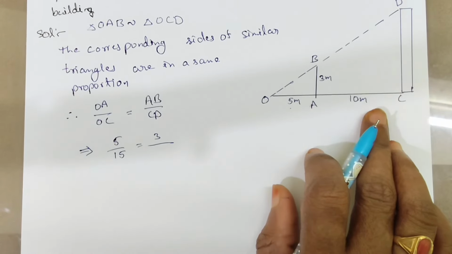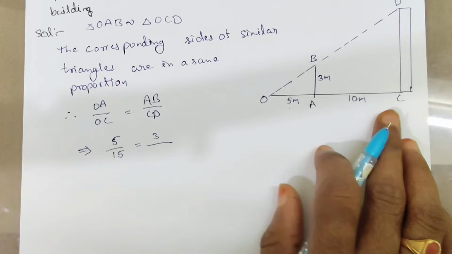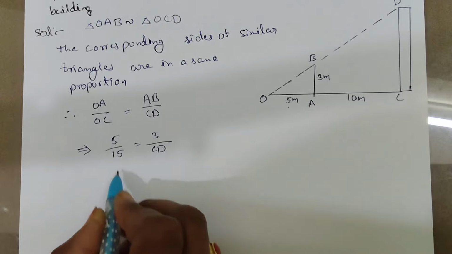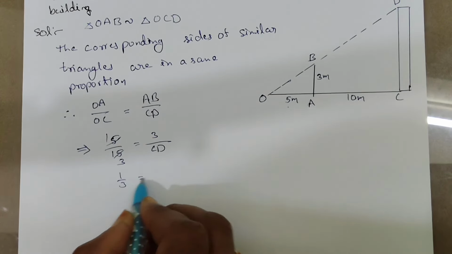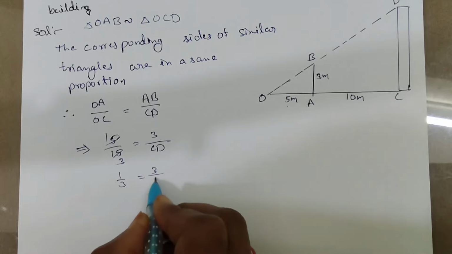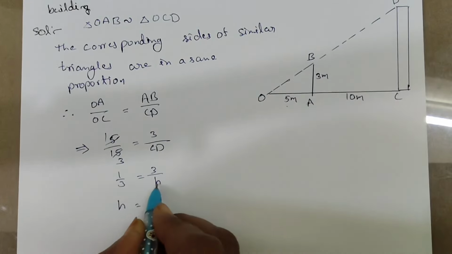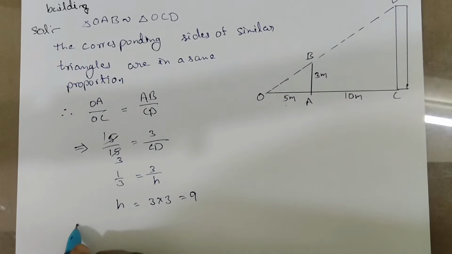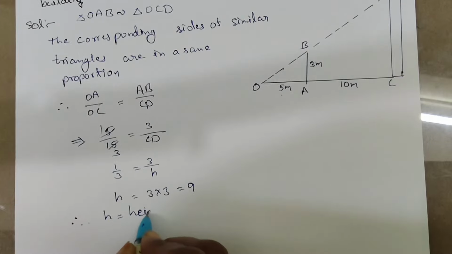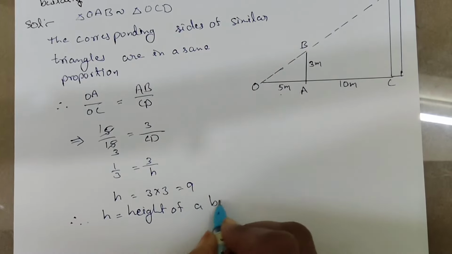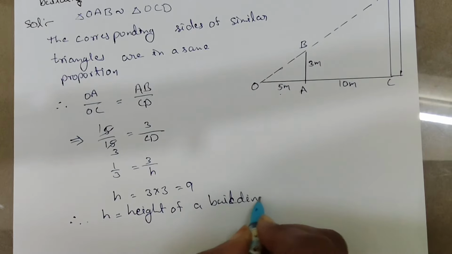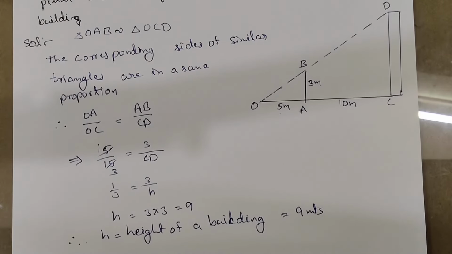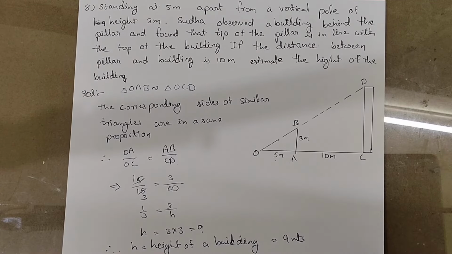CD is the height of the building. We don't know that value, so we write CD as H. Now 5 ones are 5, 5 threes are 15, so 1 by 3 is equal to 3 by H. Now H carries to the left-hand side and 3 carries to the right-hand side. 3 into 3 is equal to 9. Therefore H, the height of the building, is equal to 9 meters. 9 meters is the height of the building. This is the complete 8th question answer.